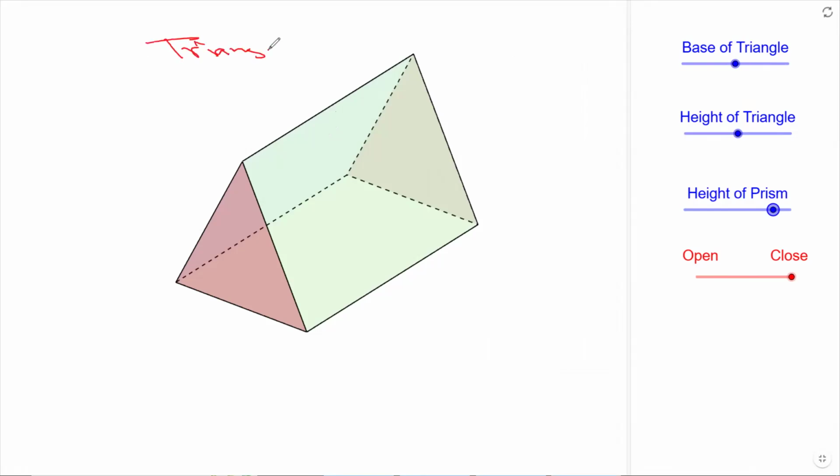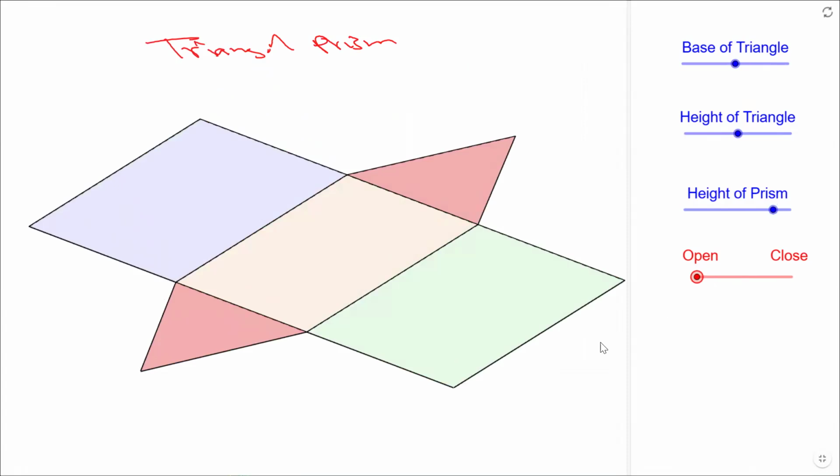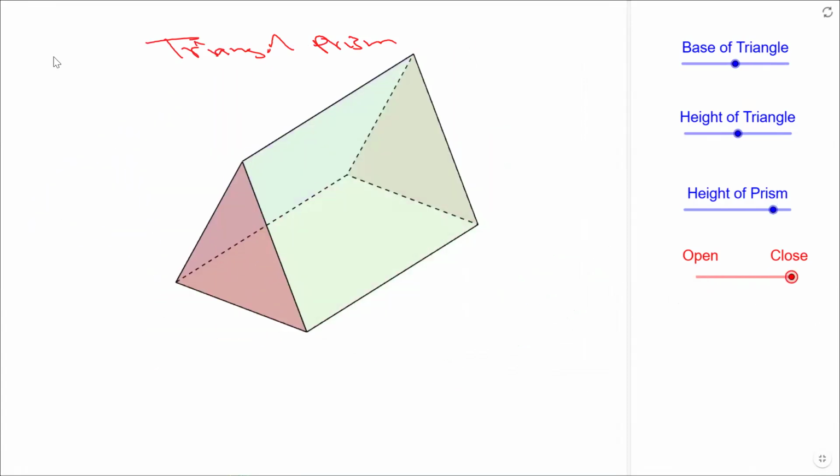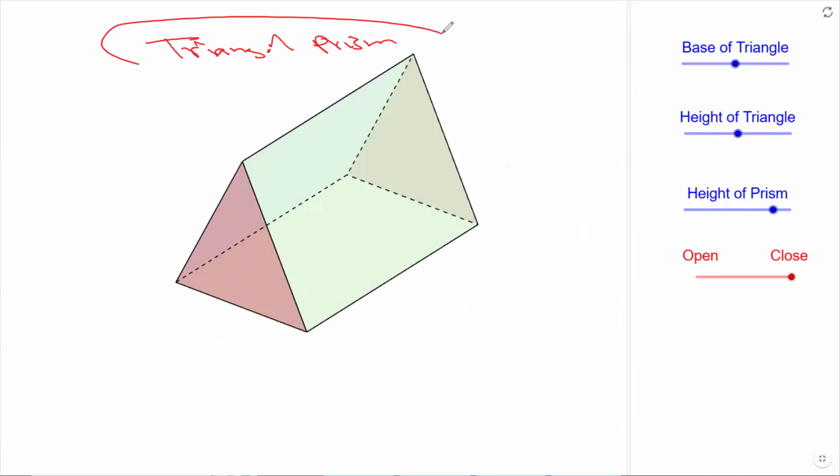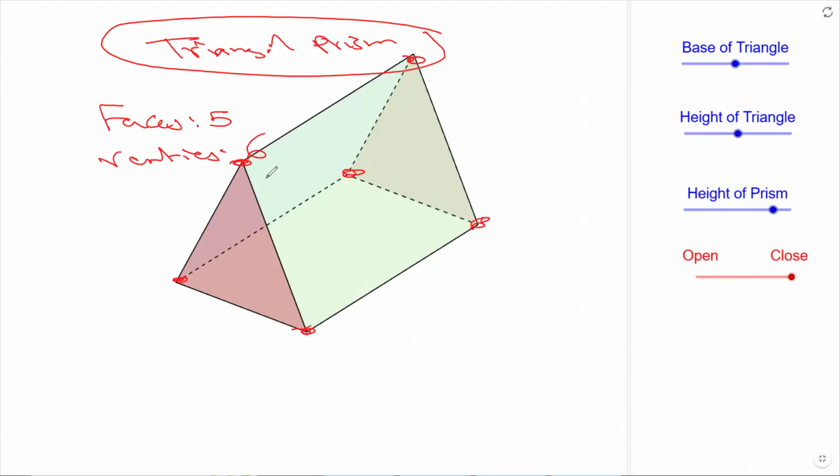Triangular prism. How many faces does this shape have? You will find that this shape has five faces: two triangles and three rectangles. By the way, because this shape is not a pyramid, it's a prism, the number of faces is different from the number of vertices. So we have five faces, and the number of vertices, you can count with me: 1, 2, 3, 4, 5, 6. 6 vertices.